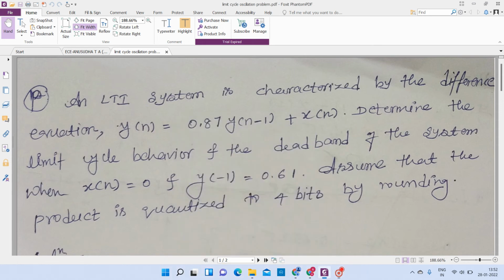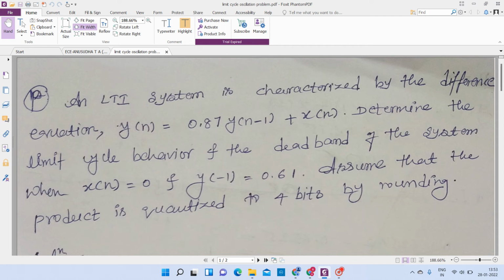This is one of the problems. An LTI, linear time invariant system, is characterized by the difference equation y of n equals 0.87 y of n minus 1 plus x of n. Determine the limit cycle behavior and the deadband of the system, where x of n is the input of the system. Here the input of the system is 0 and y of minus 1 is 0.61. Assume that the product is quantized to 4 bits.